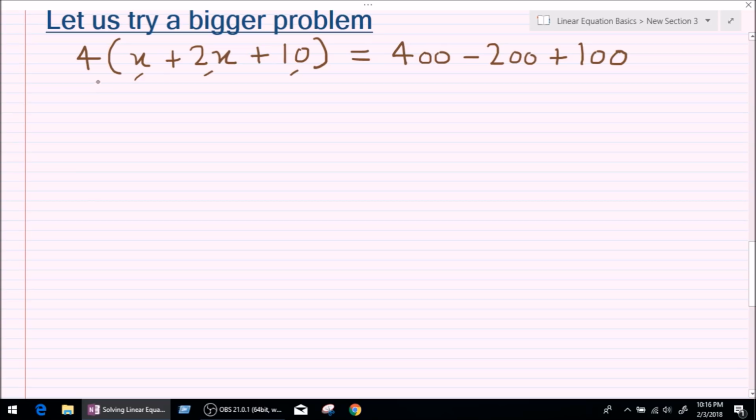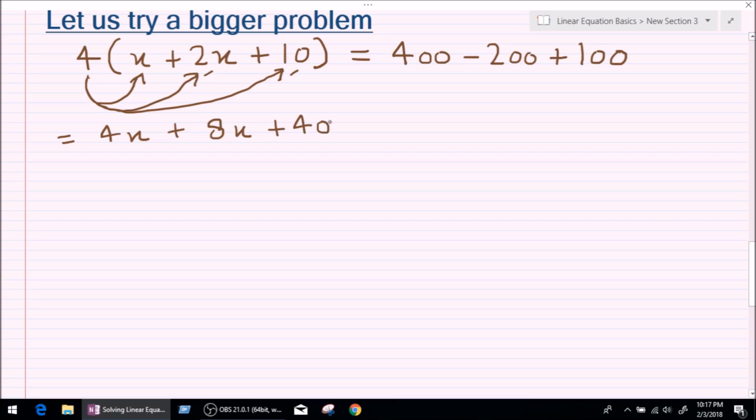And the operation which is applied to this group of numbers is 4 multiplied. So it will be multiplied to every part of the group because they are in bracket, which means they are together. So 4 times x is going to be 4x. 4 times 2x is going to be 8x. And 4 times 10 is going to be 40. Equals, so 400 minus 200 will be 200, and plus 100 will be 300.